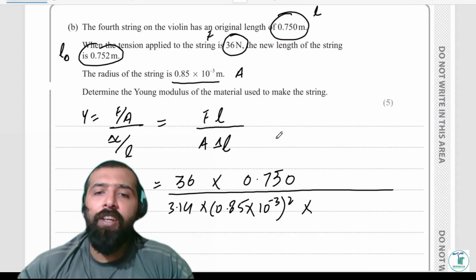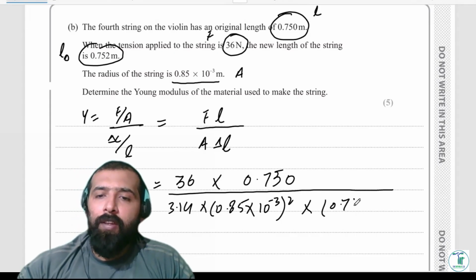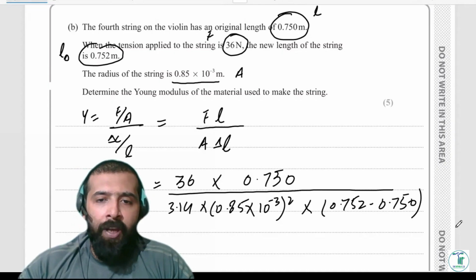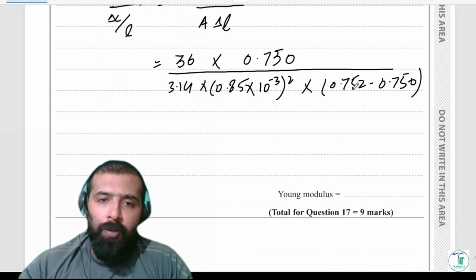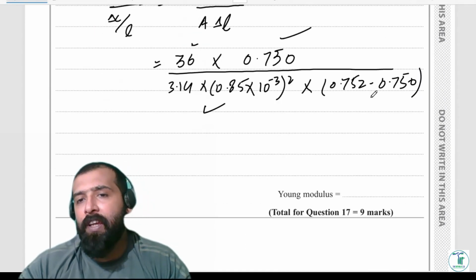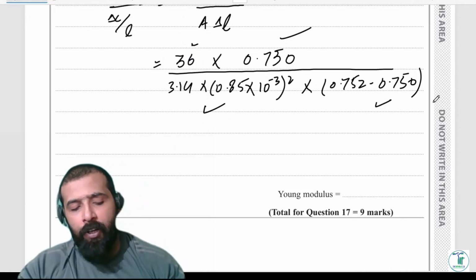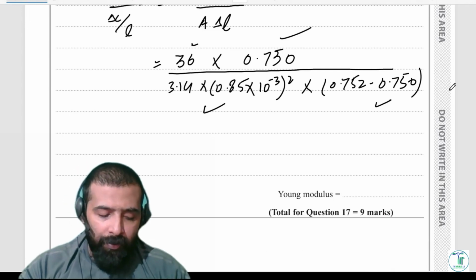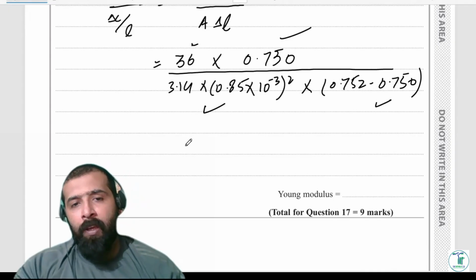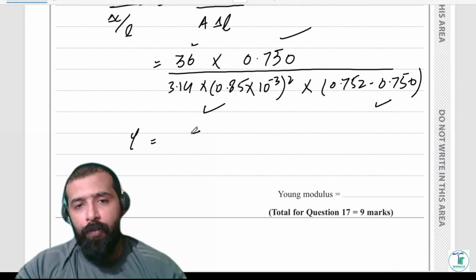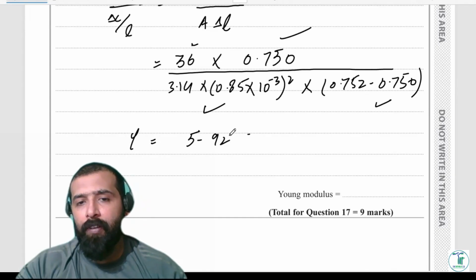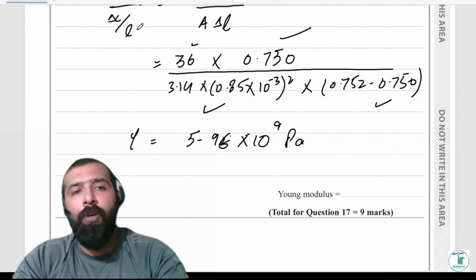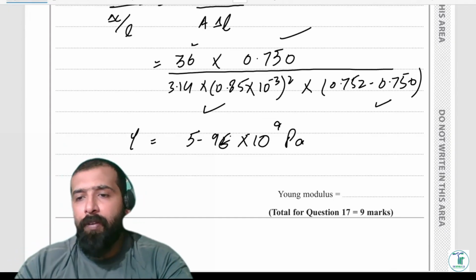And I can calculate the change in length by taking 0.750 away from 0.752. After just solving all these things down, you've got the force, the original length, the area, and the extension. After calculating all these things, you'll be able to determine the Young's modulus of this system. That comes out to be 5.96 times 10 raised to the power of 9 pascals. So that is how we're going to calculate this Young's modulus, right?